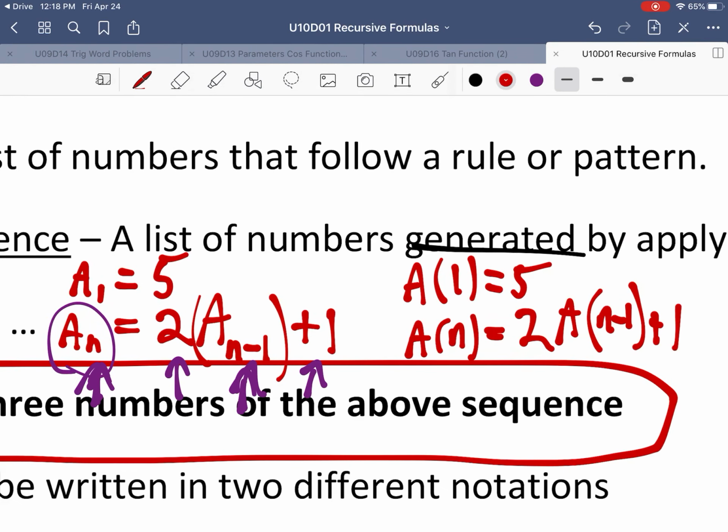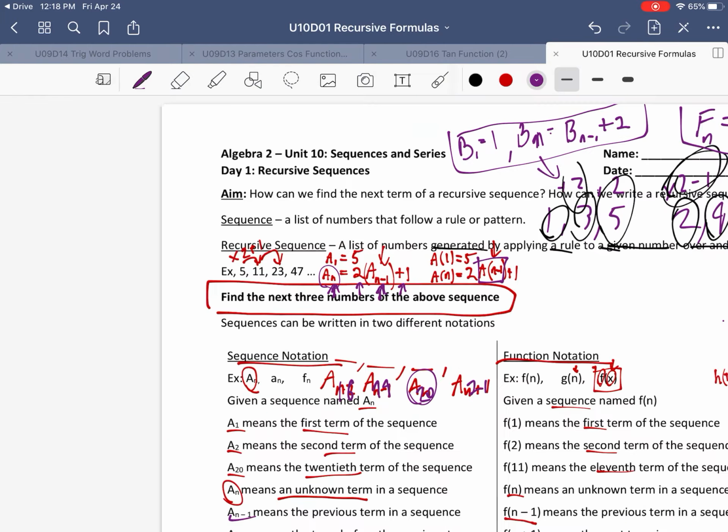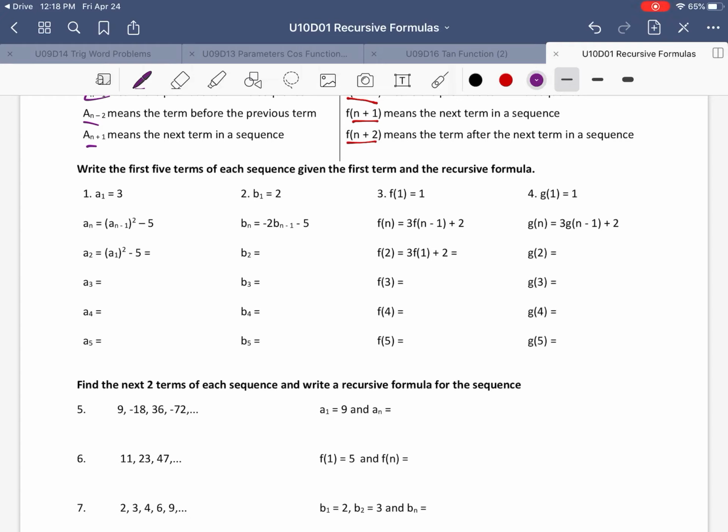So the difference between these two is that in sequence notation you write a subscript, and in function notation you write a parenthesis. But you just need to realize that this is a solid unit. So not a big difference. So try and do examples 1 through 4 on your own. I'll even help you a little bit.